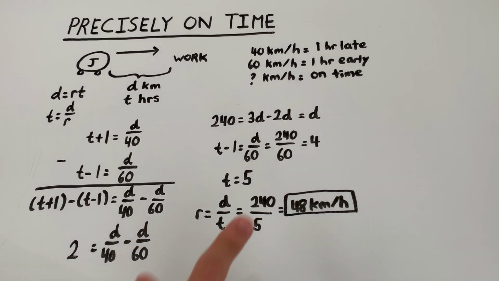So once again, Jack needs to drive at 48 kilometers per hour to arrive at work precisely on time. And since we got the same answer of 48 kilometers per hour two different ways, then we can be pretty confident that our answer is correct.